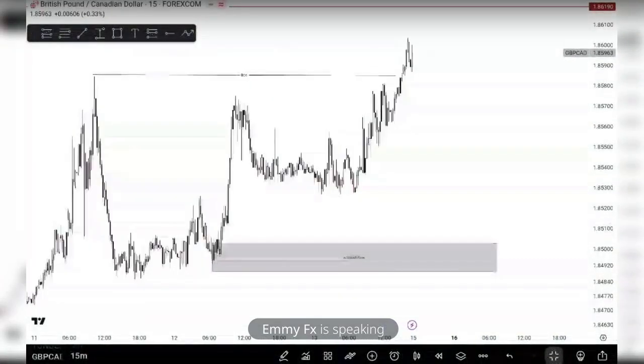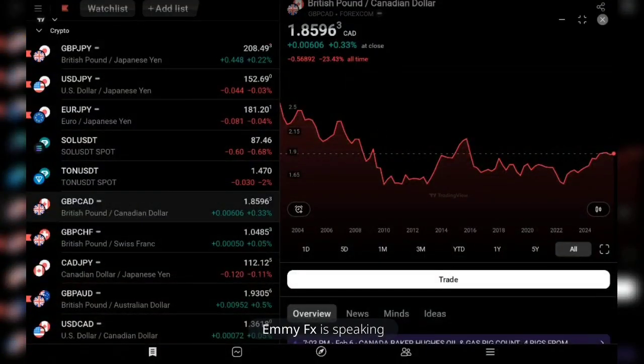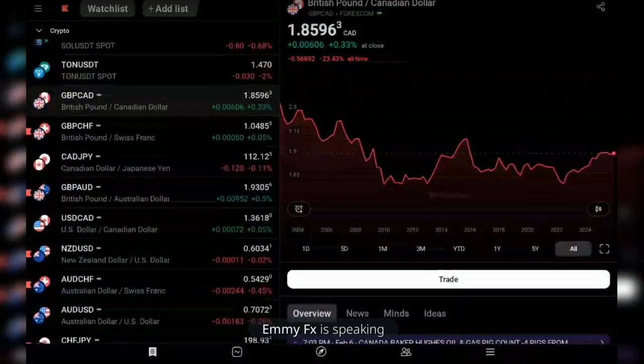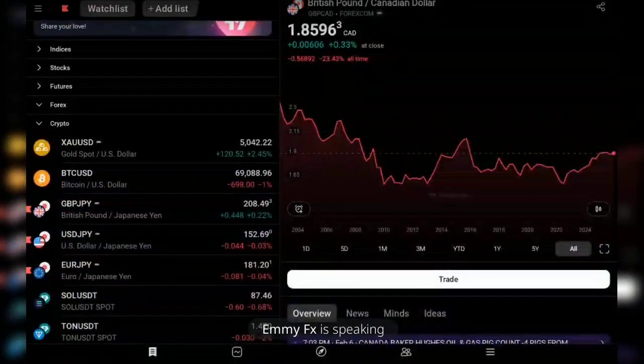All right, so I'm going to analyze the second to last pair. I'm going to analyze the second to last pair. Let me use GBP JPY.